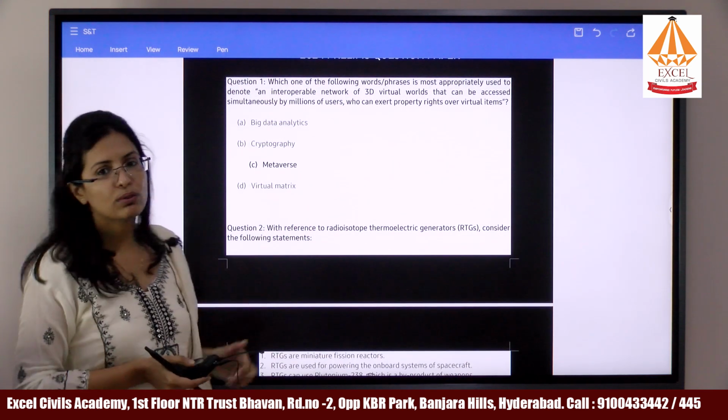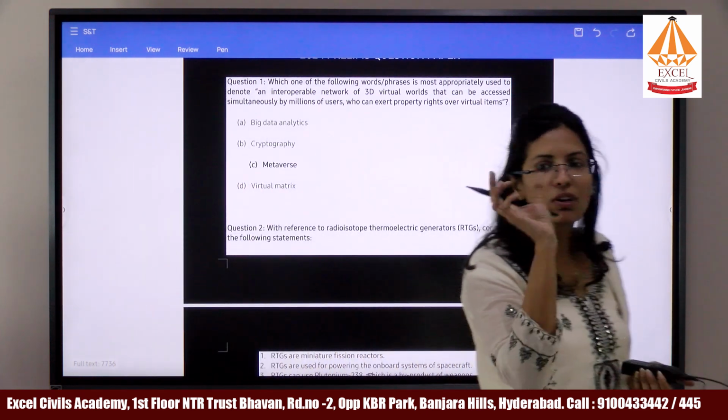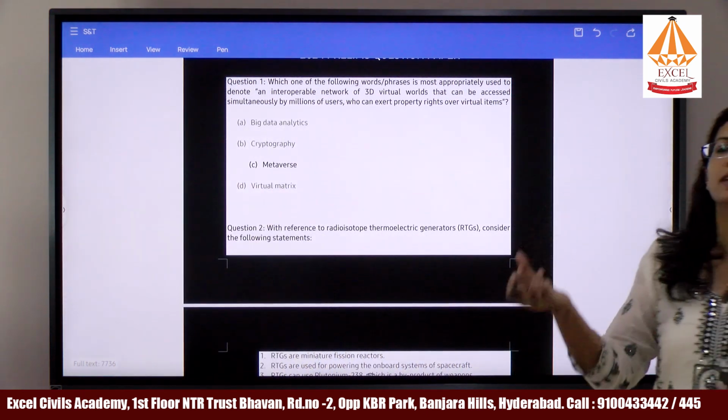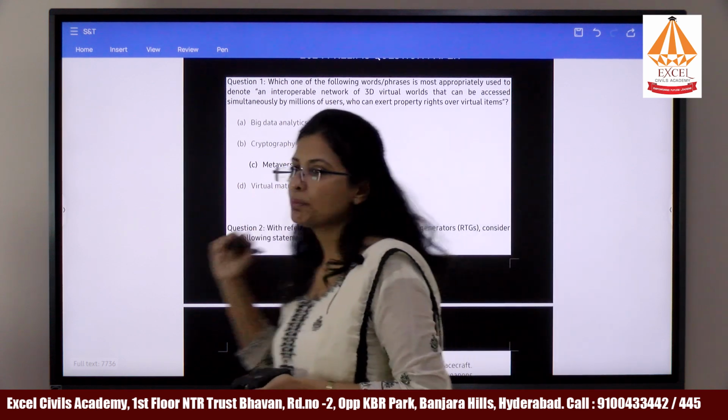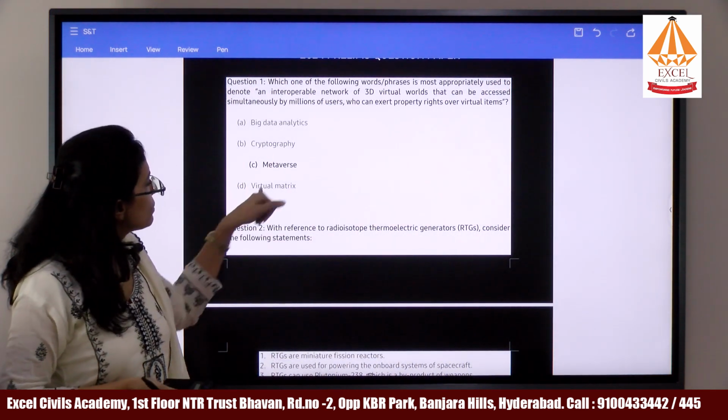Then cryptography. Cryptography is where you are just converting whatever data is there into a form which is not readable. That is cryptography. Here also nothing 3D is coming into the picture. Then virtual metrics also not there.